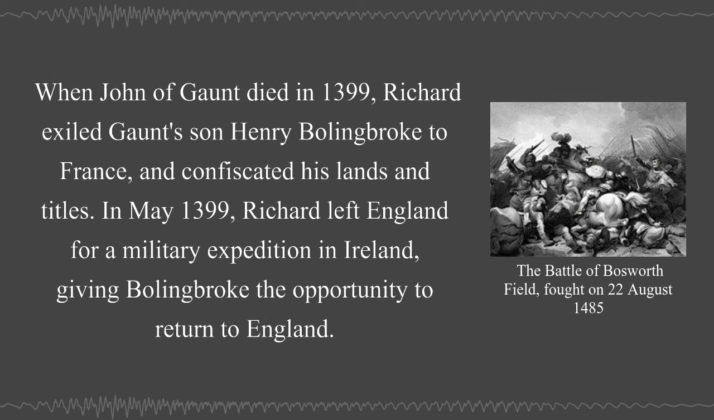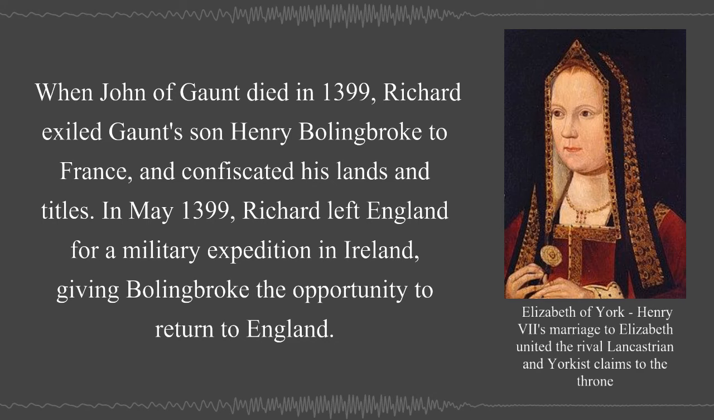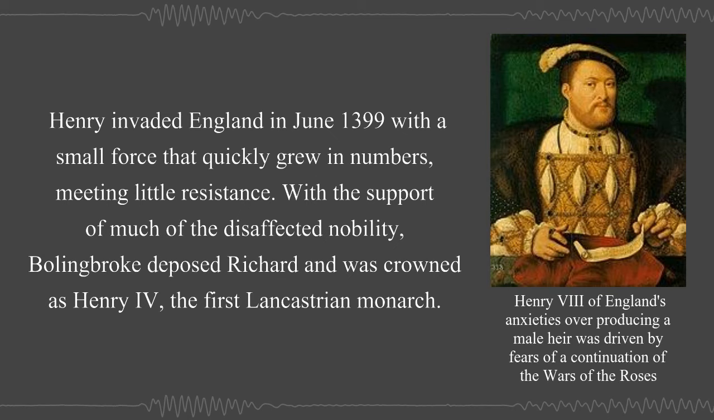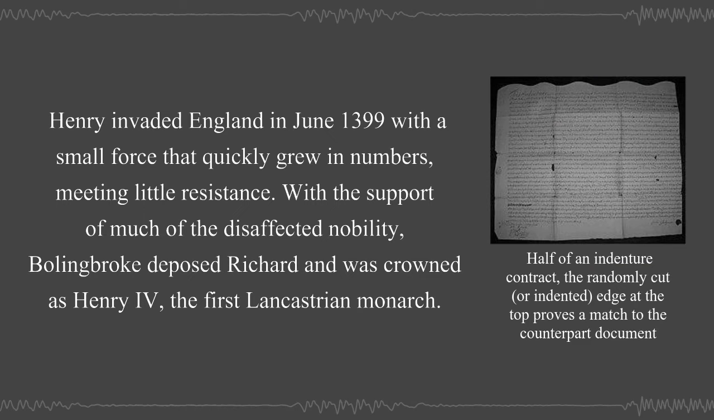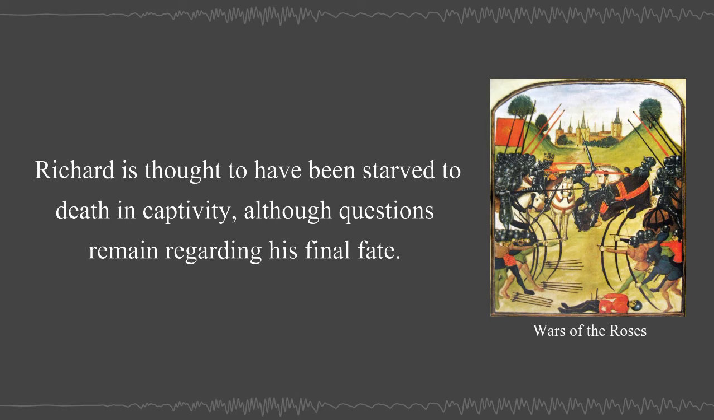When John of Gaunt died in 1399, Richard exiled Gaunt's son, Henry Bolingbroke, to France and confiscated his lands and titles. In May 1399, Richard left England for a military expedition in Ireland, giving Bolingbroke the opportunity to return to England. Henry invaded England in June 1399 with a small force that quickly grew in numbers, meeting little resistance. With the support of much of the disaffected nobility, Bolingbroke deposed Richard and was crowned as Henry IV, the first Lancastrian monarch. Richard is thought to have been starved to death in captivity, although questions remain regarding his final fate.